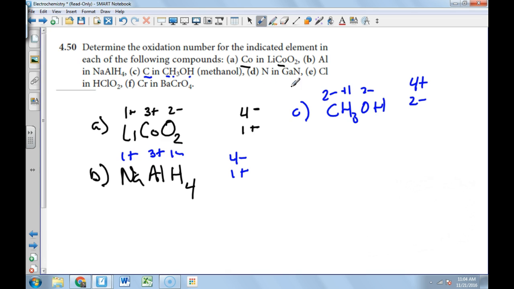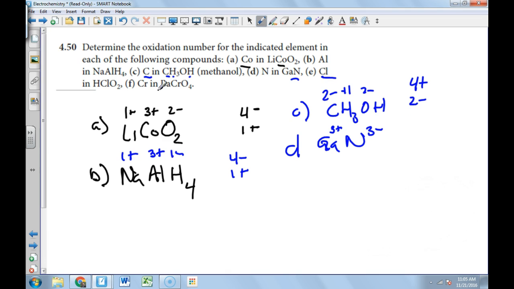Okay? How about nitrogen in gallium nitride? Okay, well, for question D here, gallium, Ga, when we look at the periodic table, gallium is going to have a 3+ charge. It's right below aluminum on the periodic table. Okay, so that means that nitrogen is going to have a 3- charge.